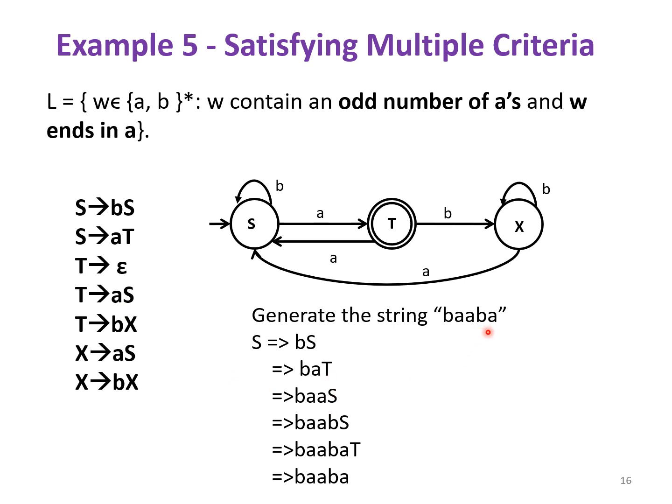Next from S I need BA. So I'll go for the first rule. S is replaced as BS. And finally from this S I need an A. I'll go for using AT. S is replaced as AT, where T, at the last step by rule 3, is replaced as epsilon. Hence BAABA is derived from this particular FSM, from this grammar.